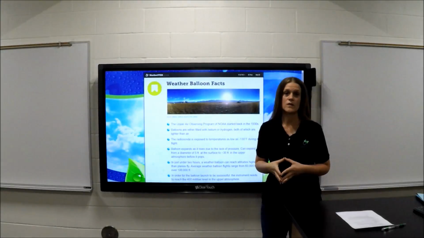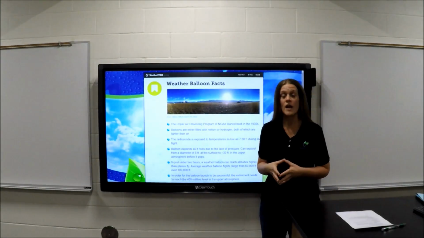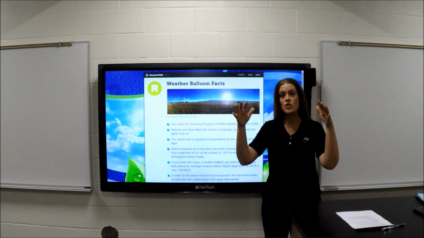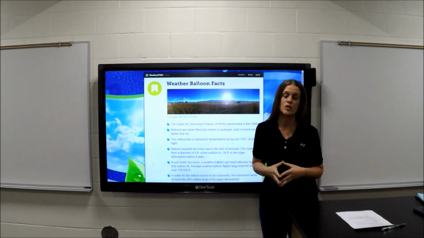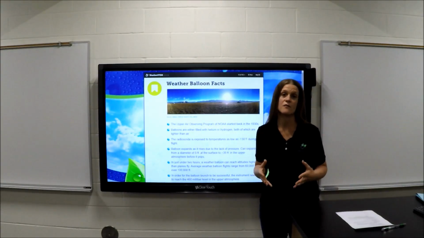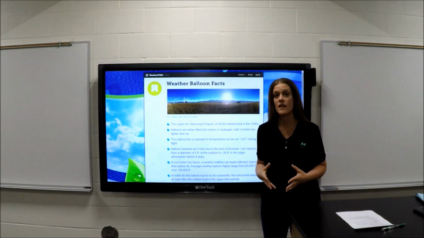These weather balloons, as I have described before, can expand up to 35 feet in diameter when there is no pressure of the atmosphere pushing down on them. They can also reach heights over 100,000 feet, which is extremely high in the upper atmosphere.